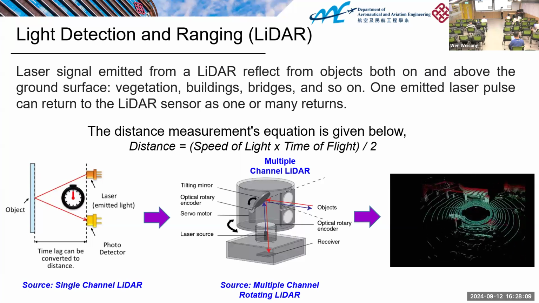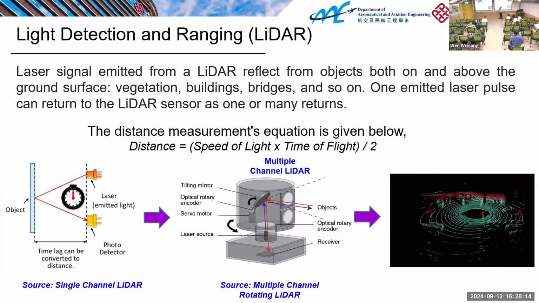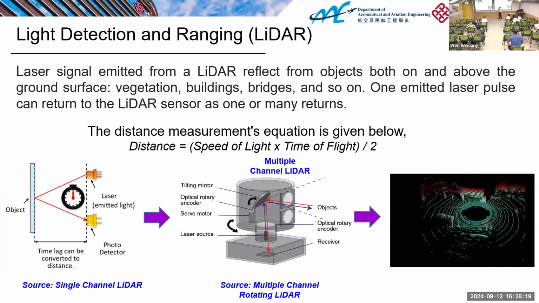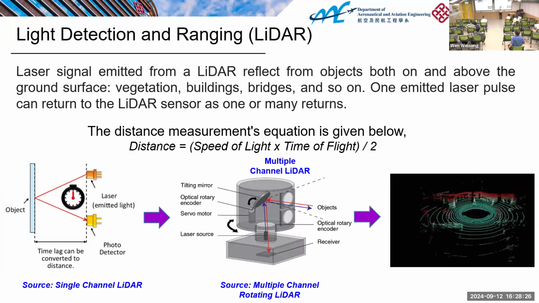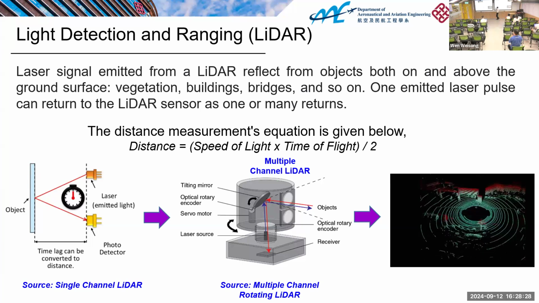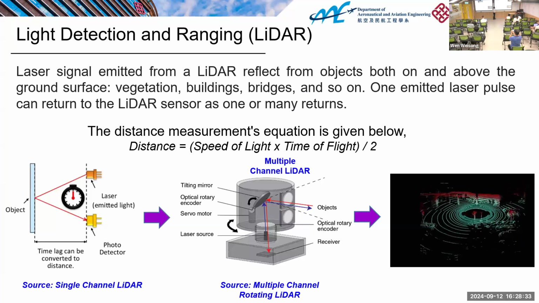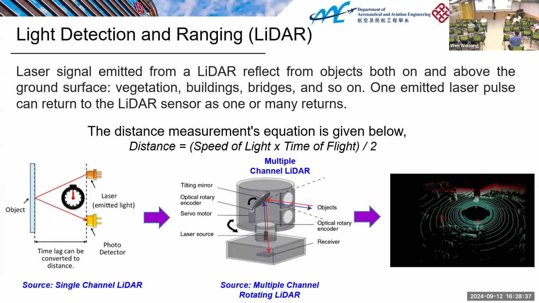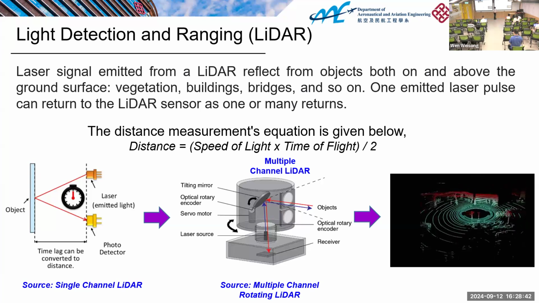For a single-channel LiDAR, the simple case, this is the laser signal emitter, the signal transmitter. If the signal is reflected and received by the receiver, the distance can be calculated based on the time difference, which is very similar to GPS. The time difference from this to this, multiplied by the speed of light, is going to be double the distance. In this case, you can calculate the distance from this object to this sensor.